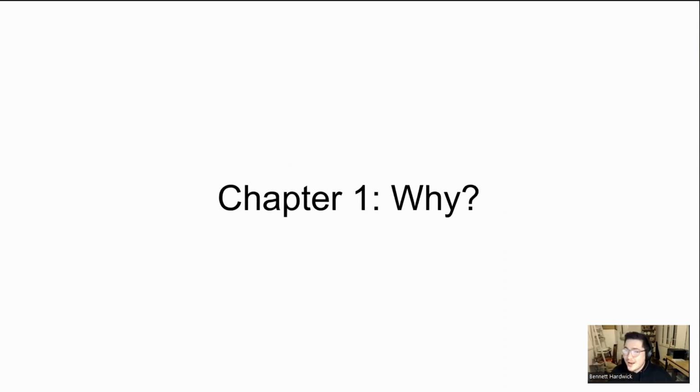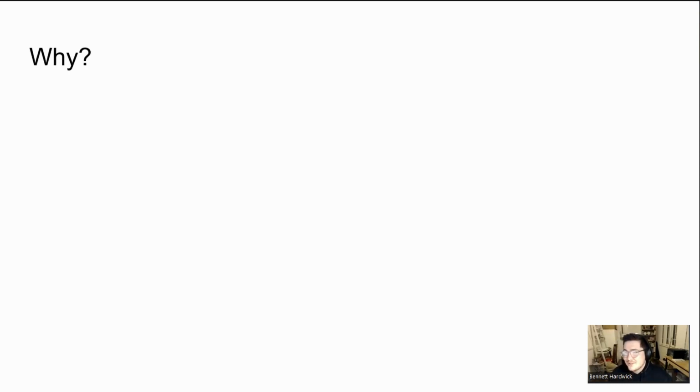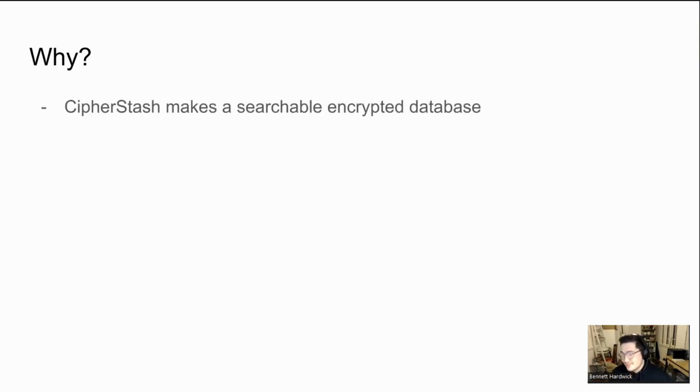Chapter 1, why? Now, you may be thinking this is the why would you use envelope encryption, but no, it's actually why am I being forced to learn about envelope encryption, or not being forced, I suppose. It's a bit happier than that. But what I mentioned before, CipherStash makes a searchable encrypted database or encrypted search index, a whole bunch of things nowadays. And there's lots of cryptography stuff going on in there. A lot of stuff that I don't understand.